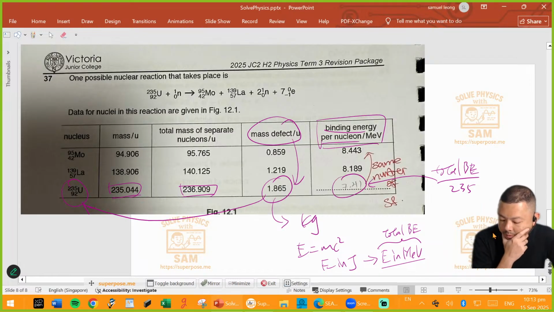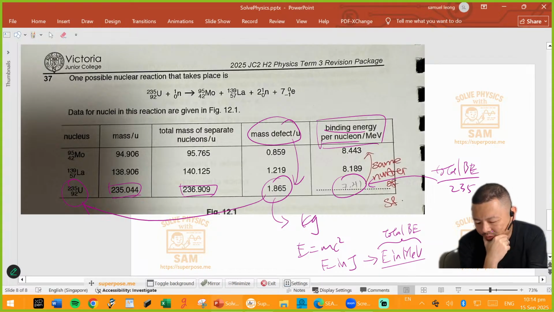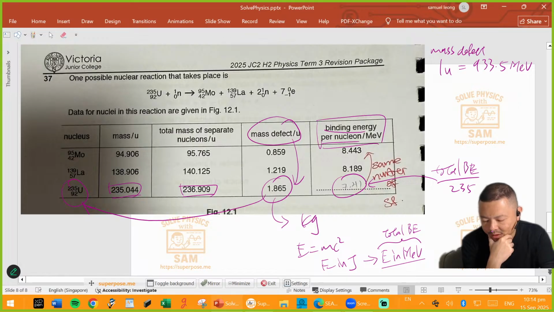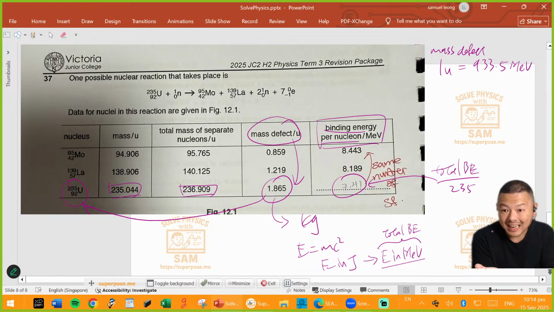Remember there's a shortcut, right? If you remember, I think we did a calculation during the nuclear lessons: it's 933.5, I believe. For every one unit of mass defect, that's equivalent to 933.5 MeV. Please remember there is a shortcut, but you're not allowed to use it. I have no idea why. They're just being very annoying that way.